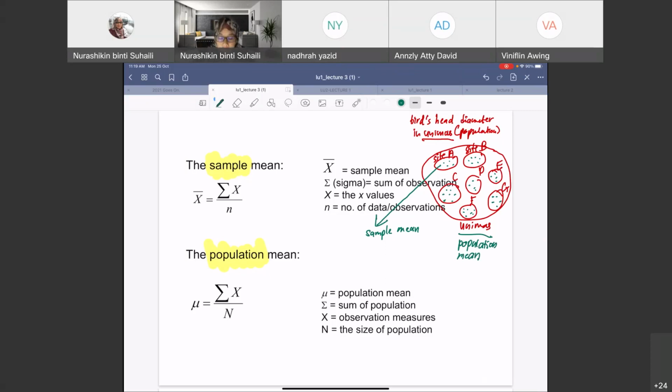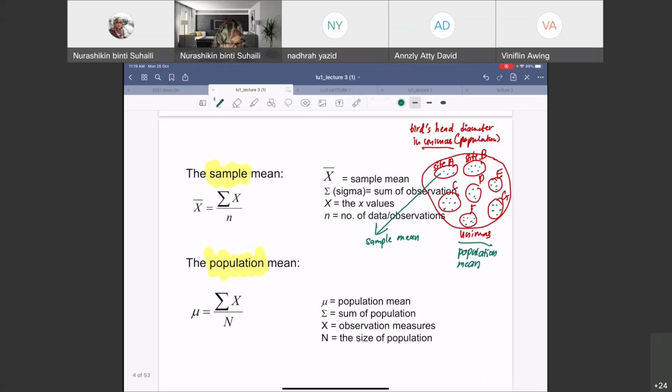This is just an example. It applies the same for other situations, but you have to know these two things. The symbol for the sample mean is X bar. For the population mean, the symbol is mu. It's a Greek letter, mu. But the concept is the same.